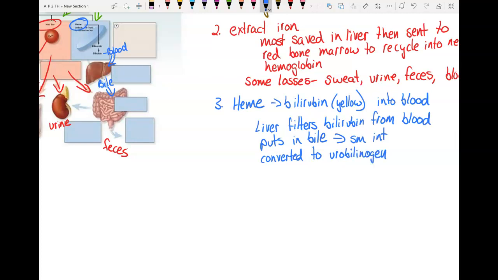So now you have what used to be your heme, but is now urobilinogen in your small intestine with your food. Well, your small intestine absorbs food into your blood. And as it does, some of that urobilinogen is absorbed into your blood with your food. So some of it goes back into your blood.